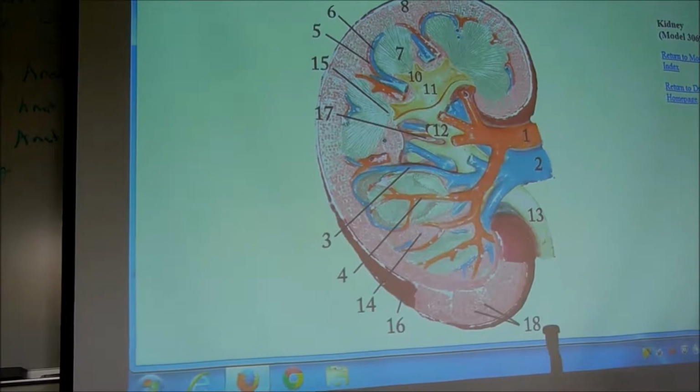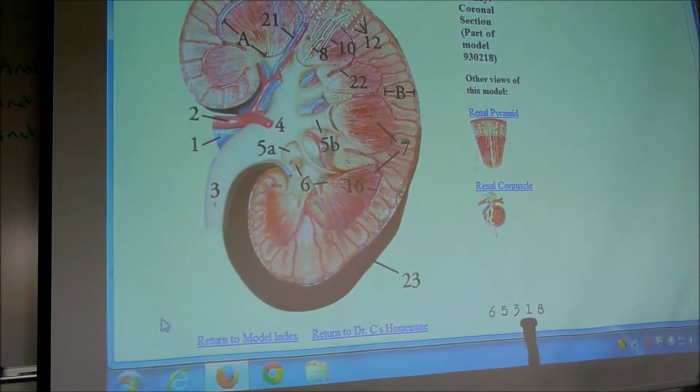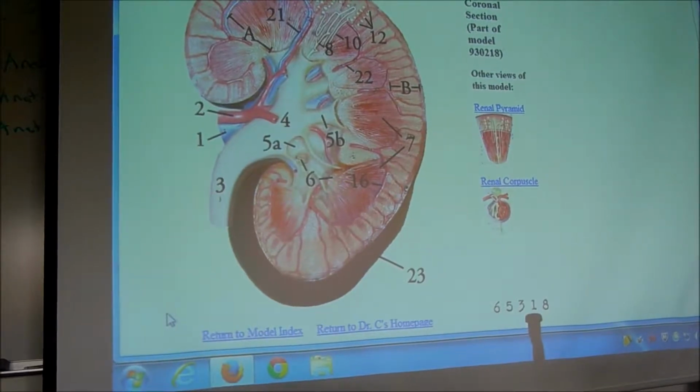Right? Let's go back to the other model, since it was there. This shows the same thing, just not, I think, as clearly. So let's start with number 2. What's number 2?